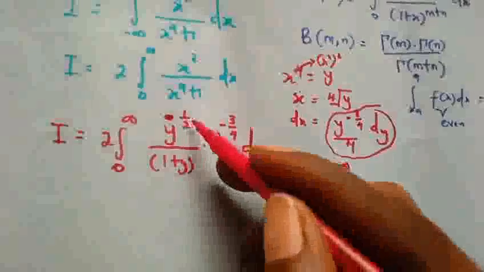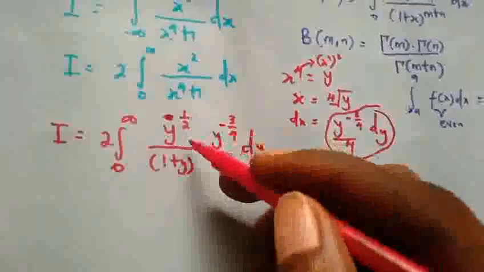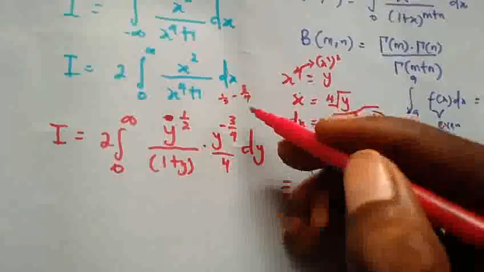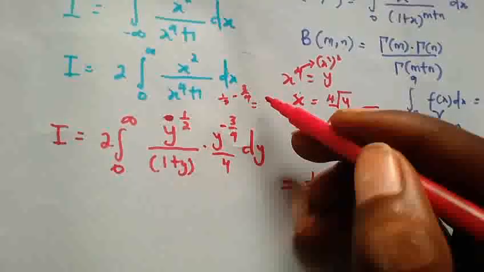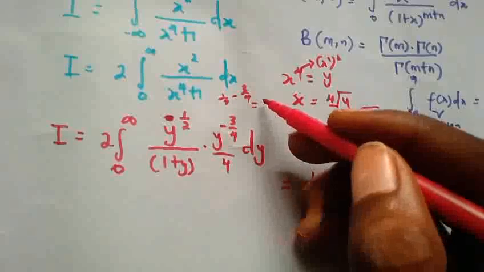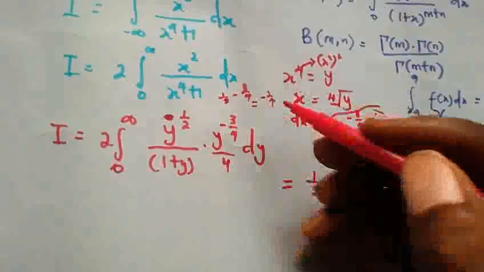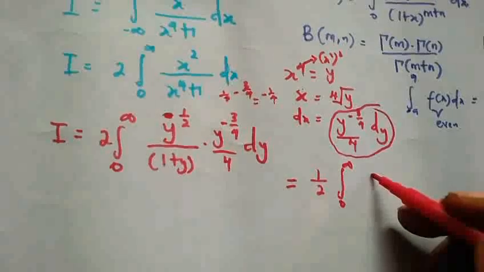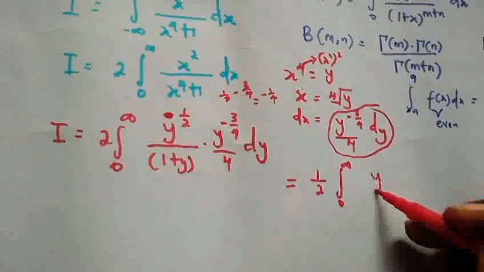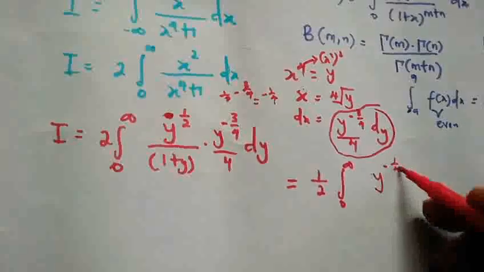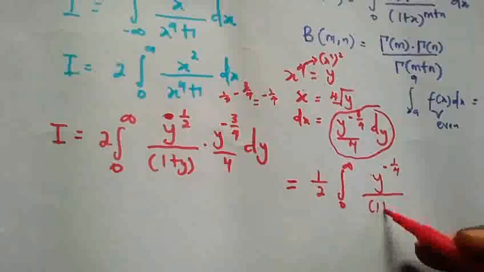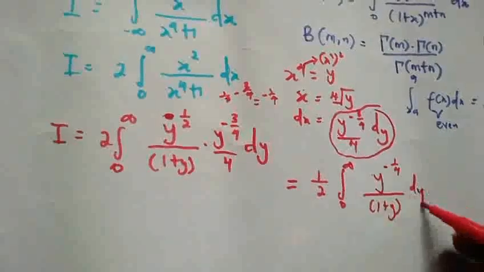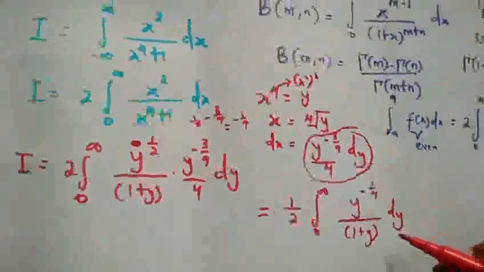So we're going to add the following powers, and by so doing we have here 1 all over 2 minus 3 all over 4, and this is actually giving us what? Negative 1 all over 4. Okay, so we have here y raised to negative 1 all over 4, then all over 1 plus y, then dy. Okay, but we are not done with this.